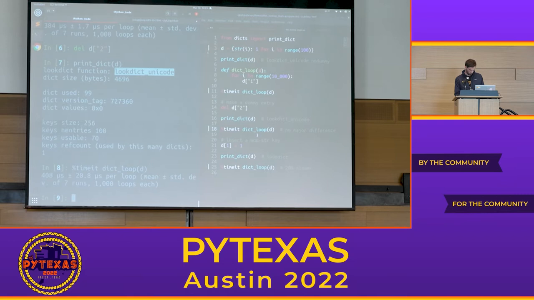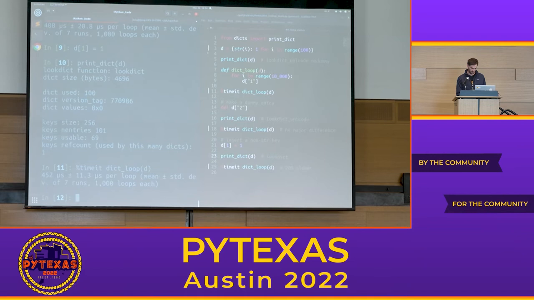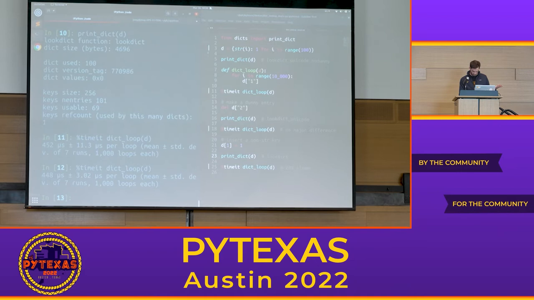A bit of an effect, but now let's do something more brutal and insert a non-string key. If we print the dictionary now, we can see that it has moved to the lookdict function, which is the generic one that works with all types of keys, from integers to floats to classes to whatever you can choose. If we benchmark it now, we can see that it has become even slower. It can go to about 30% slower now that the lookdict function has changed.